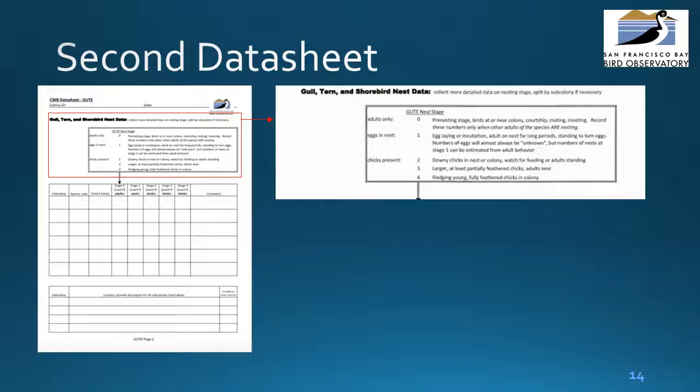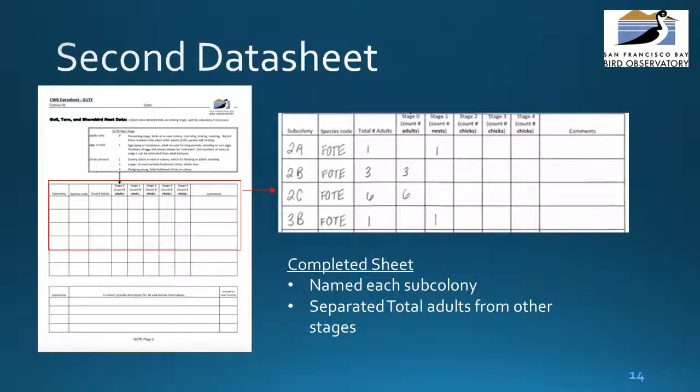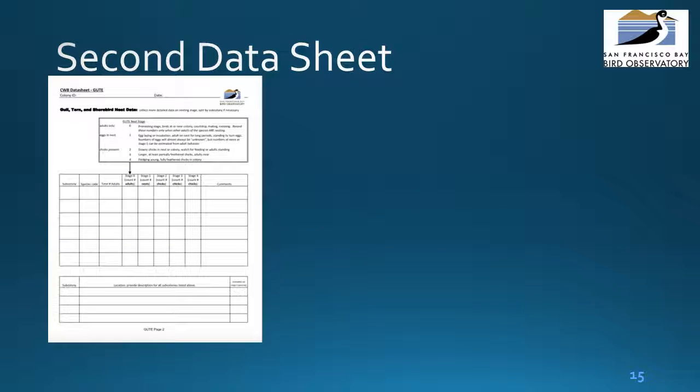This top portion describes the specific information for each stage that you can refer to when you are in the field. In this complete sheet, they named each subcolony, separated total adults from other stages. It might be helpful to imagine a line to divide the total adults from the other stages.